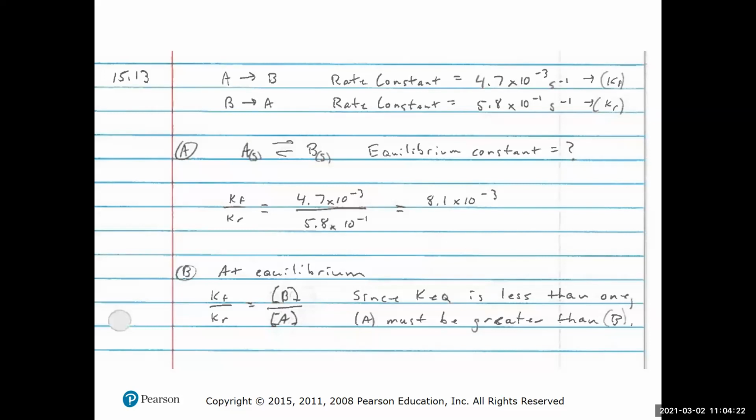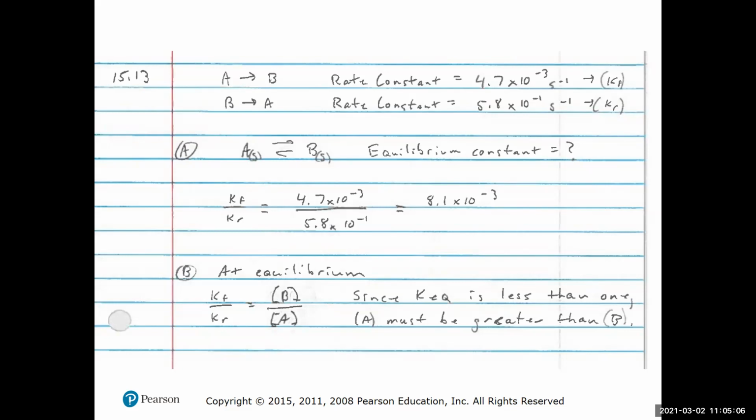If this is less than 1, then what does that tell me? It tells me that A has to be bigger than B. If B was bigger than A, then it'd be greater than 1. If A is bigger than B, that means my reactants have a higher concentration than my product. Just by seeing that ratio and knowing what my equilibrium constant is. So since the equilibrium constant is less than 1, the concentration of A has got to be bigger than B in order for that ratio to be less than 1.